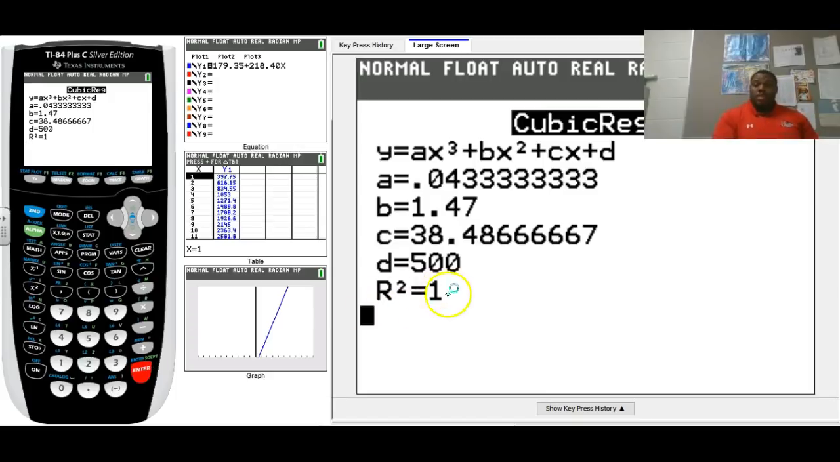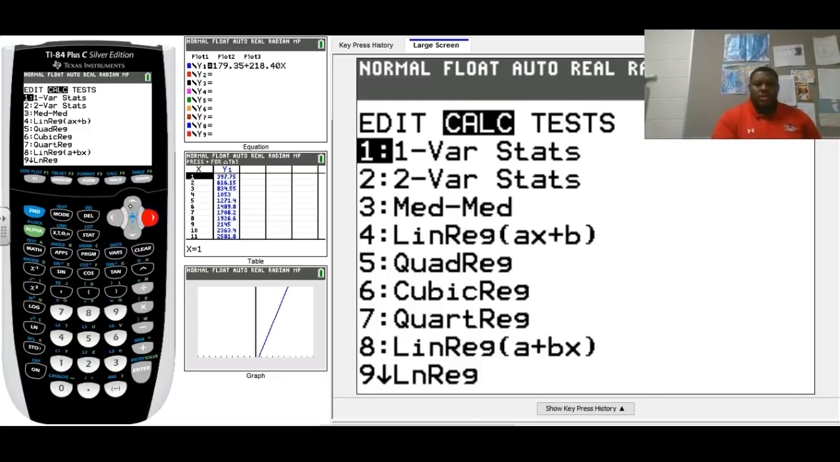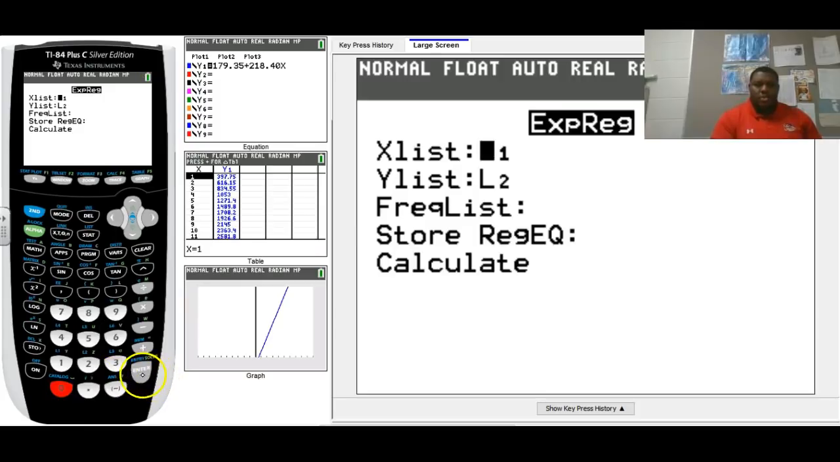All right. Oh, that's 1. So that tells us that this is our equation. R squared is 1. That's our equation. Let's say hypothetically you looked at it and said it's exponential. Exponential is option 0, and you did it that way.